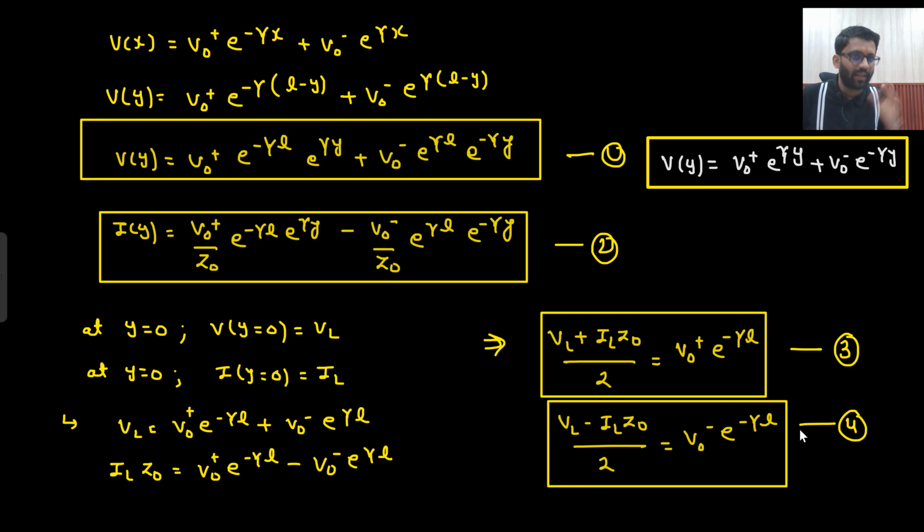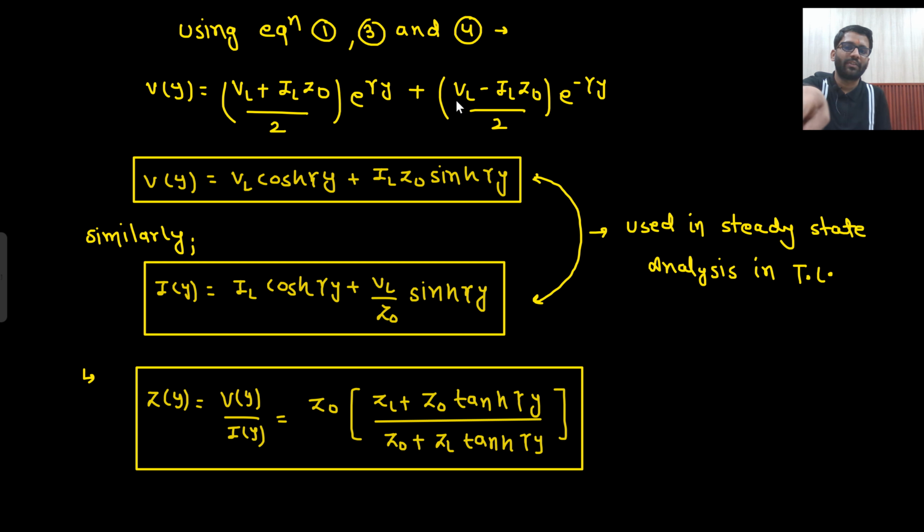Just simple mathematics. I am not doing it on my own here, because it will just waste your time. All these derivations we have already seen. So this is just simple mathematics. Now I am gonna put V naught plus e to the power minus gamma L at this place, and V naught minus e to the power gamma L at this place. Then what equation will I be getting? This equation I will be getting.